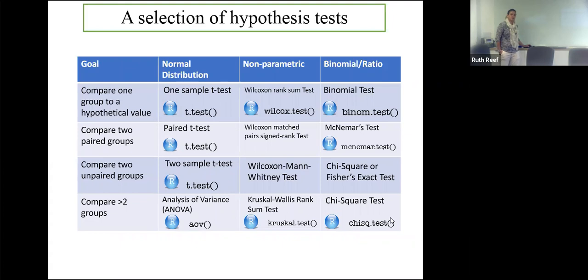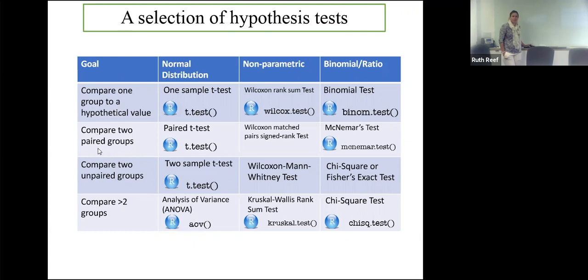So this is a bit of a cheat sheet of what you can do. So we're talking about normally distributed data. And these are the goals. So if we want to compare one group to a hypothetical value, the example is: is the bread really different to 580 grams, then we can conduct a one-sample t-test. In R, we would do it using the t-test function.